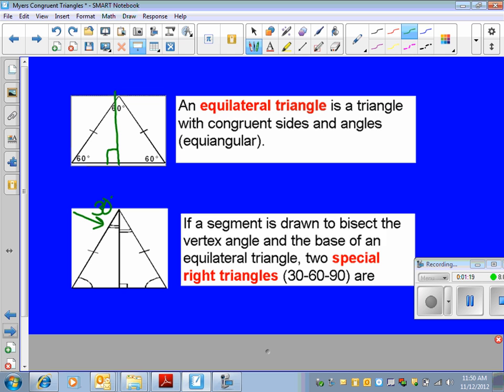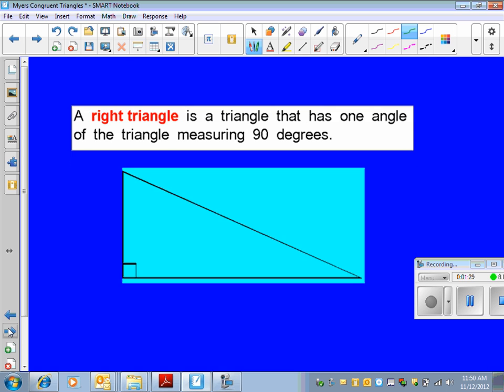We have a 30 degree, we still have a 60 degree, and then we have a 90 degree. You'll learn later that this is a special triangle called 30-60-90. More to come on that in second semester.